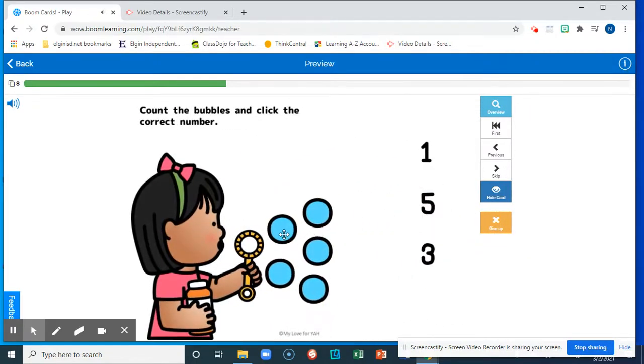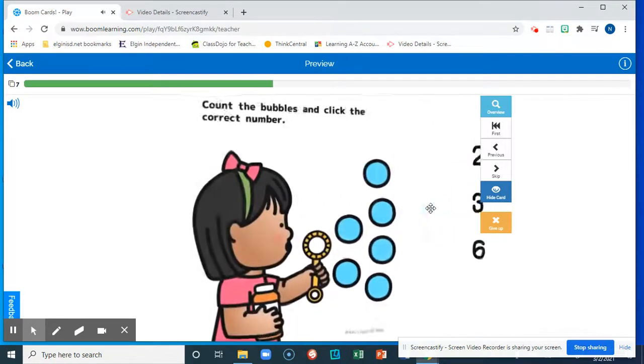Let's count the bubbles. 1, 2, 3, 4, 5. Which one is 5? Top, middle, or bottom? If you say the middle, that is correct. This is number 5. But what number is this? Should have said 1. What number is this? That was 3. So we have 5 bubbles, so we're going to click on the number 5. We got it correct. Good job.